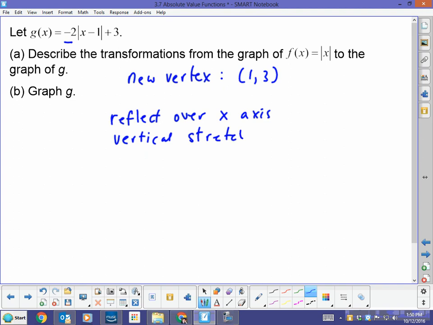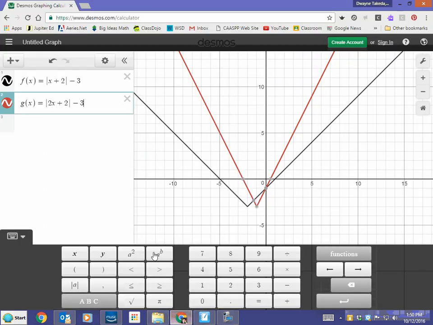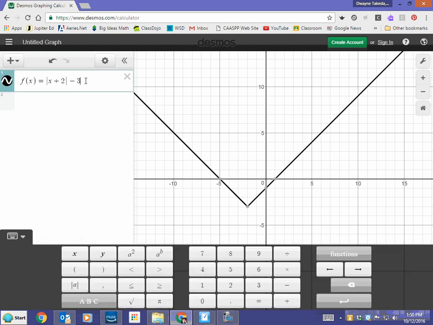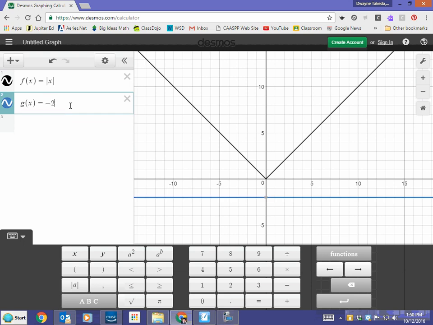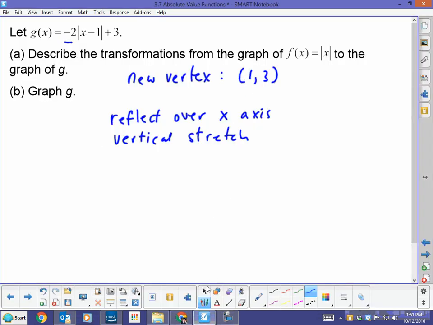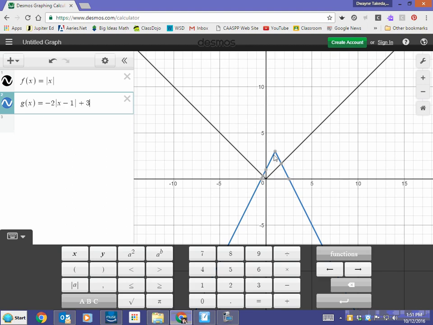So let's check those things out here real quick. And let me just make this one say, this is my parent function. And then my new function is going to be g of x equals -2 absolute value of x minus 1, and plus 3. Okay, so you see the vertical stretch. See, this is narrower than this one. It is reflected over, and then this vertex, well, what did we say the vertex was going to be? We said the new vertex would be at 1, 3. And we are here at 1, 3.